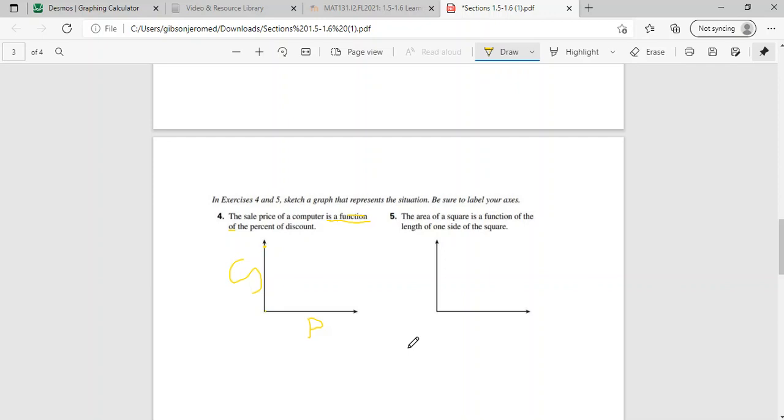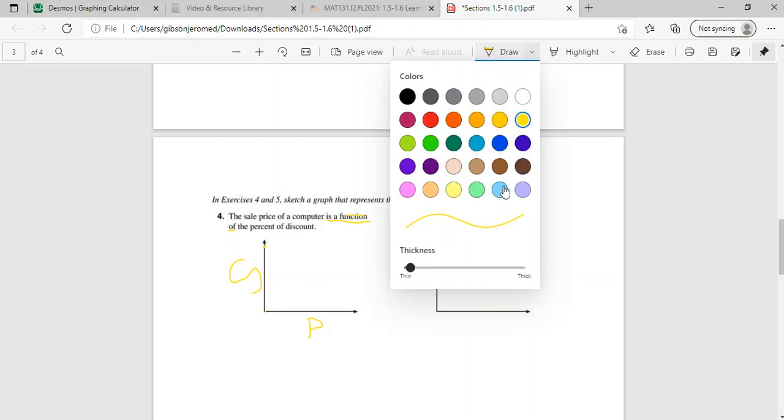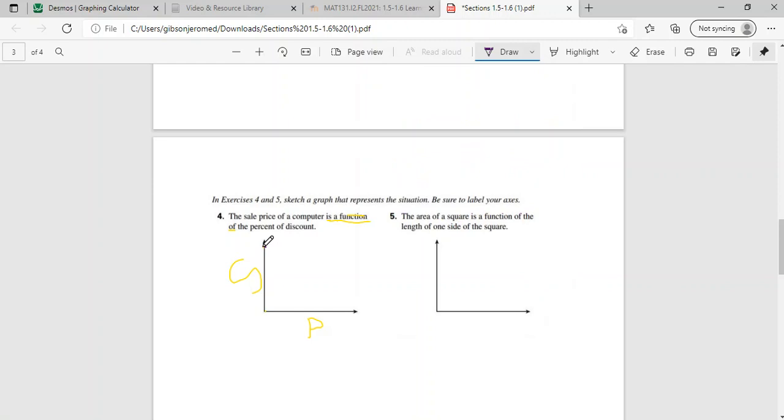Full price. You'll pay full price, which is 100%. And typically, the price that's on the tag is the highest that you will pay for it. So when your percent of discount is at 0, your sale price should be at its highest point. Let me use another color. Let me use purple. Okay, it should be at its highest point. That should be your selling price. As the percent discount keeps increasing, then your sale price should go down.